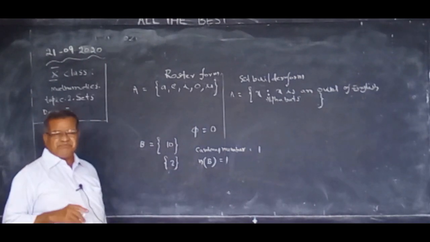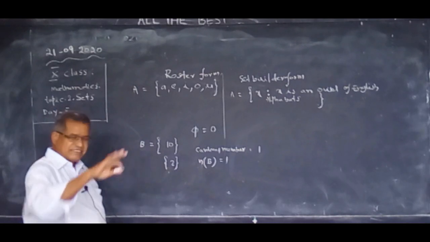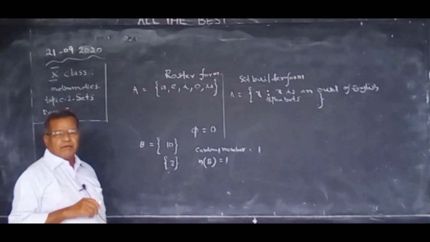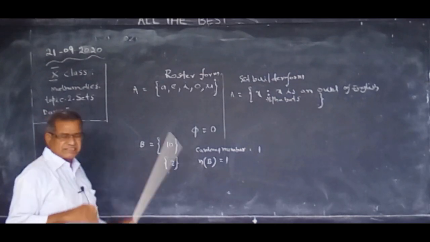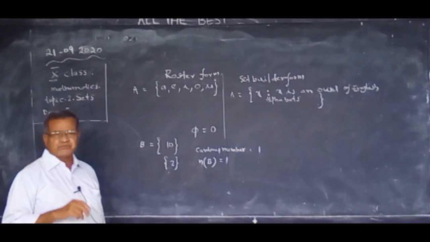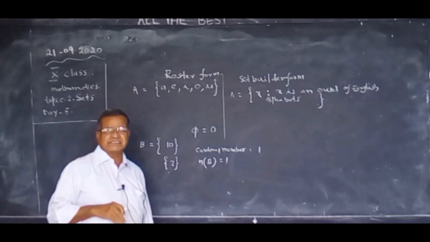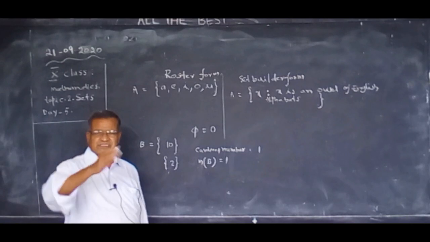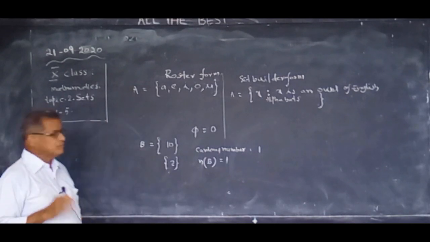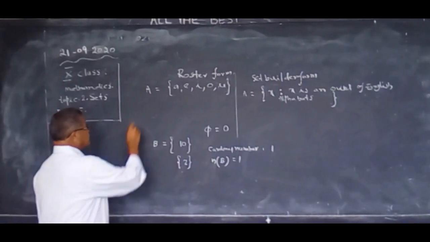Next, equal sets. By the name we can easily define what equal sets are. If two sets have the same elements, but the words are different and the letters are the same. I already explained this.